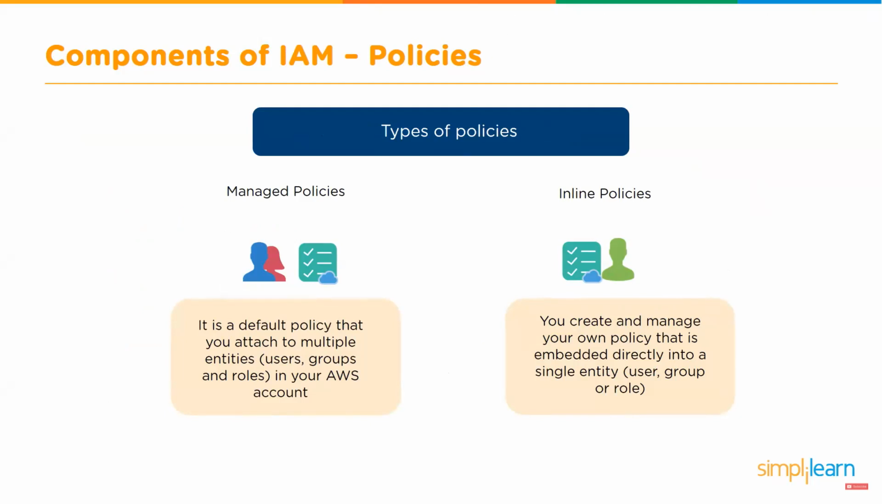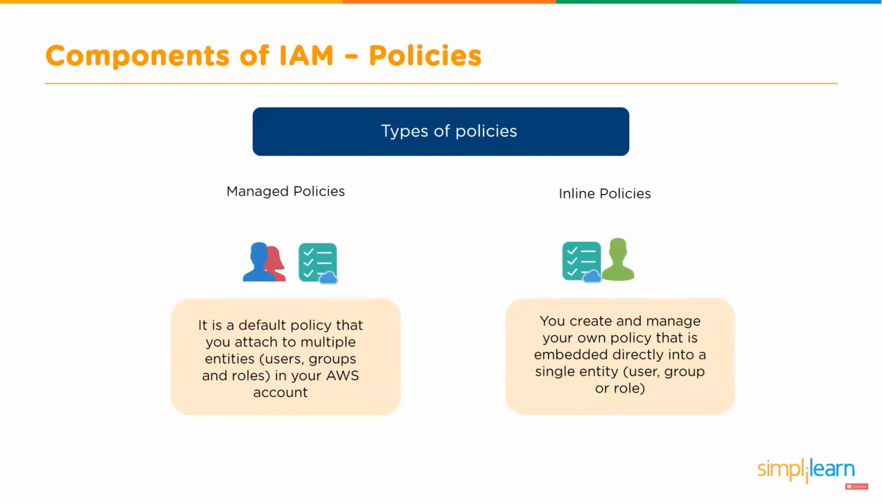So if I need to brief it a little bit more, managed policies are standalone identity-based policies that we can attach to multiple users, groups, and roles in our AWS account. We can use two types of managed policies. In other words, managed policies themselves have two categories. One is AWS managed policies, which are created and managed by AWS. And the other one is customer managed policies. Just like the name says, they are managed by the customer.